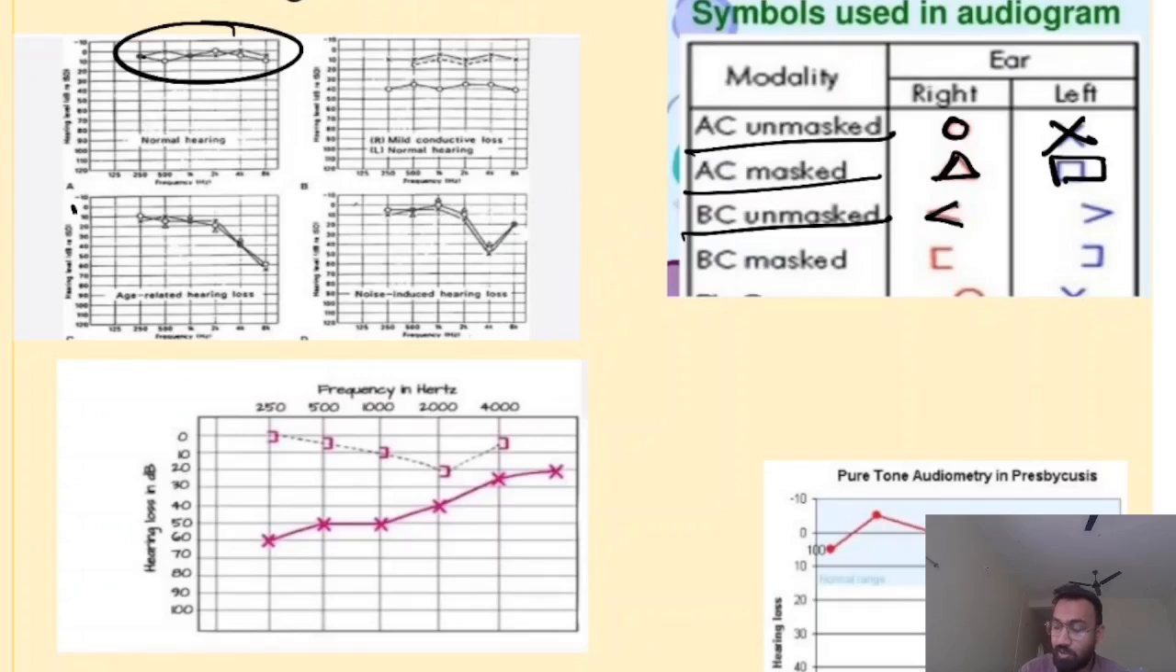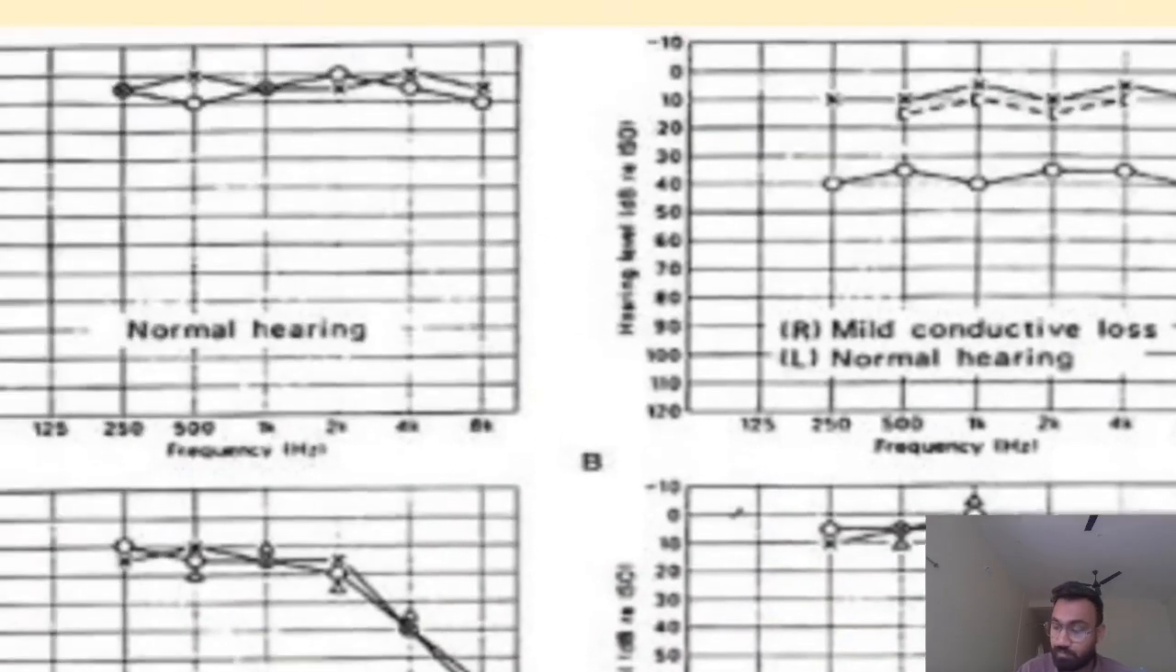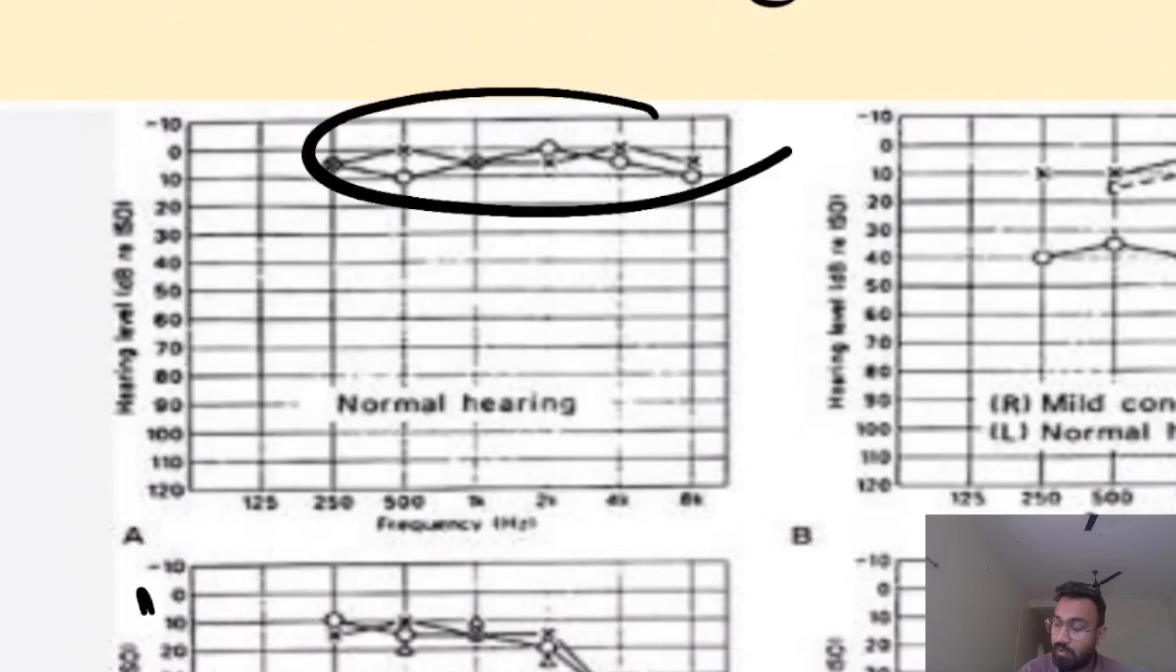And to diagnose on pure tone audiometry, first you have to see whether it is a hearing loss or not. So in this case you can see there is no hearing loss. Okay, it is presented at normal level, so no hearing loss.